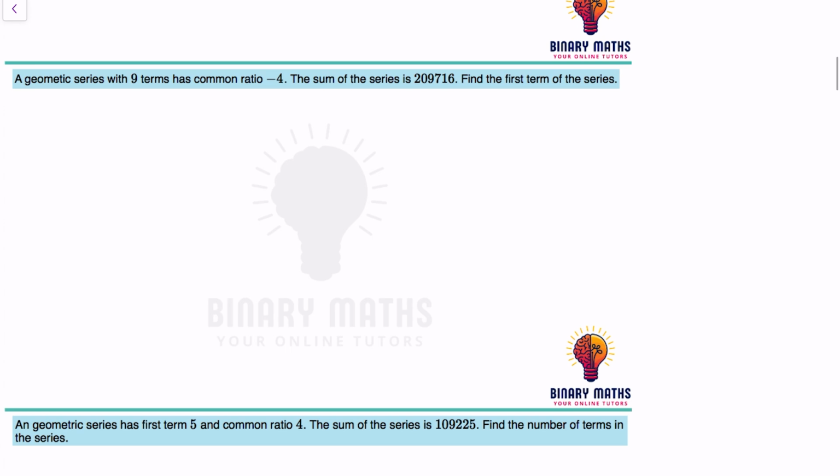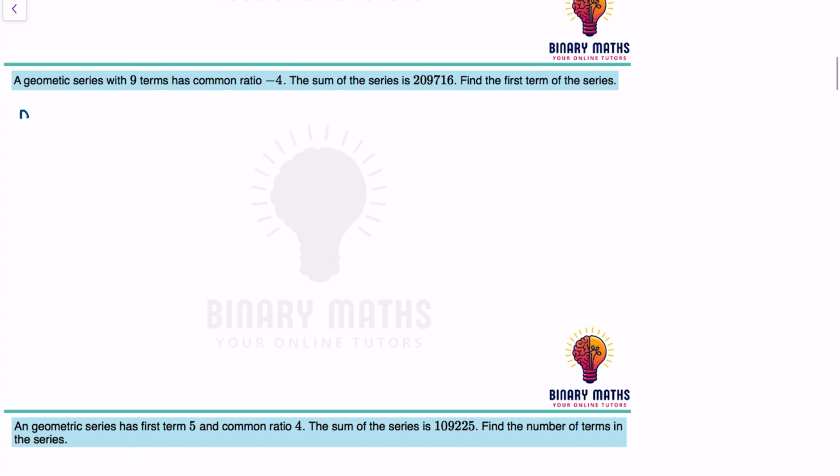A geometric series with 9 terms has common ratio -4. The sum of the series is 209,716. Find the first term of the series. So we know n is equal to 9 in this case. R is equal to -4. We know S of 9, because we've got 9 terms, is equal to 209,716. We're trying to find the first term.